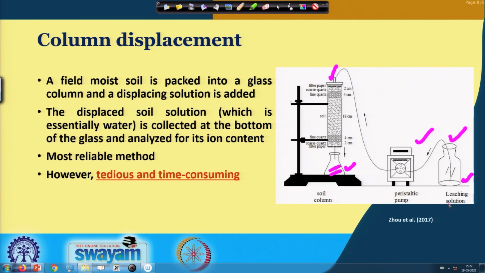Here you can see we are adding a leaching solution. This leaching solution is leaching down all the elements or all the ions which are present in the soil, which is packed inside this glass column, and these ions are leached down and collected at the bottom, and then we measure them. So, this is the most reliable method, however it is tedious and time consuming.